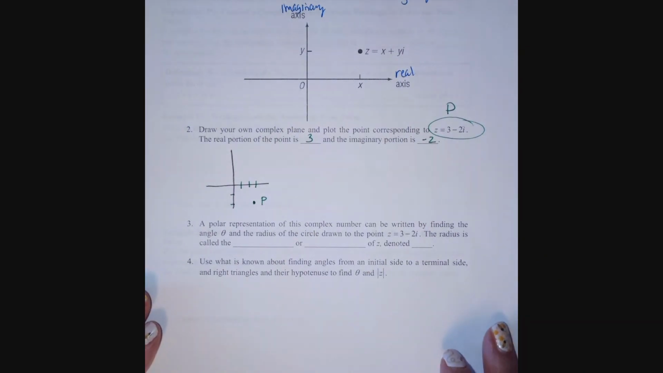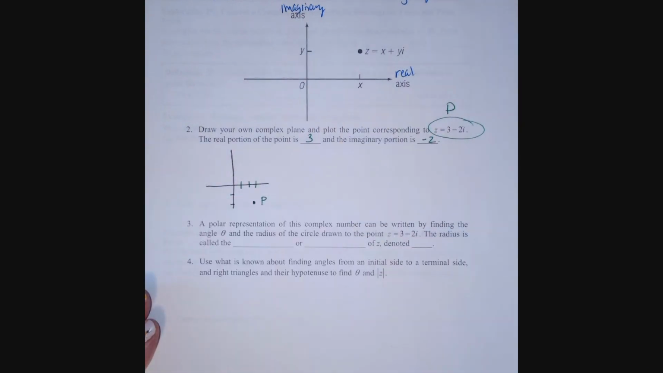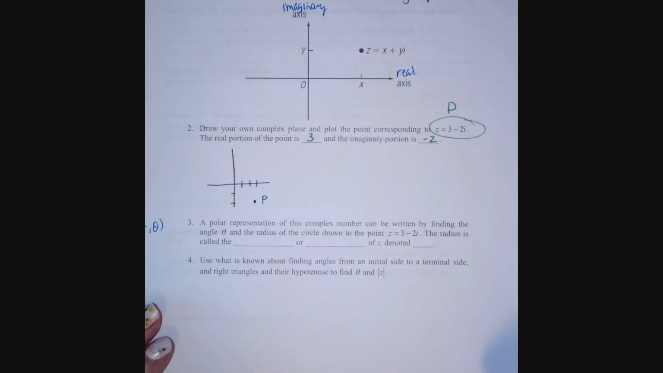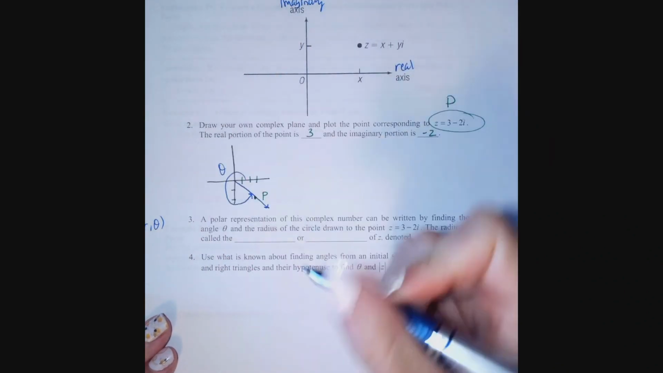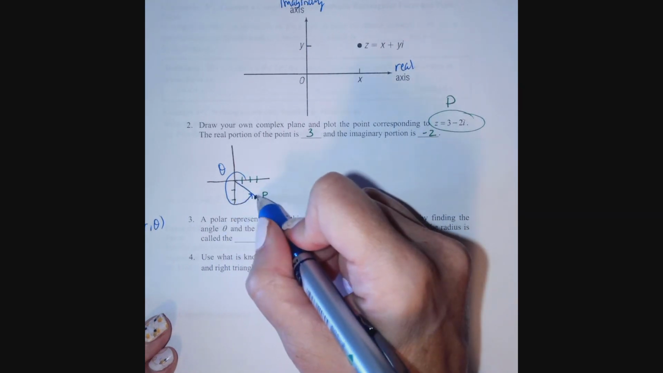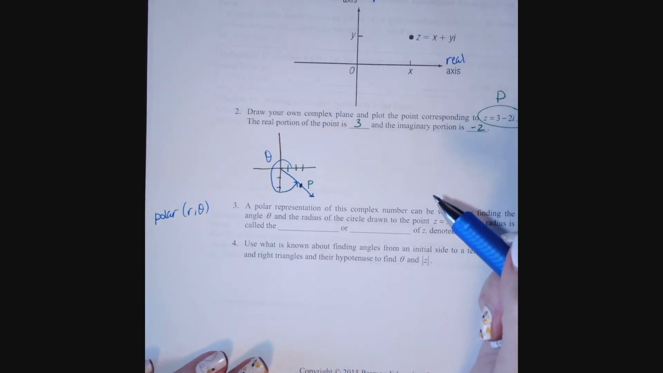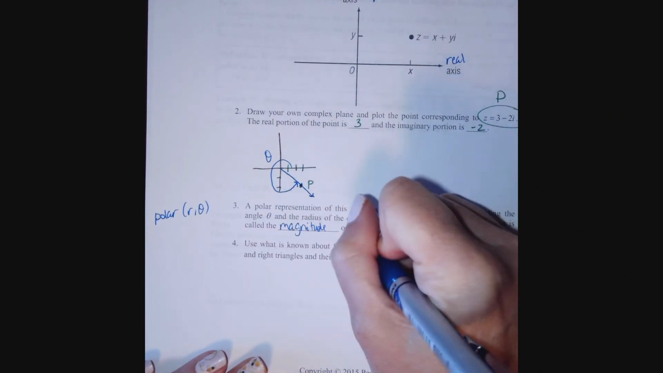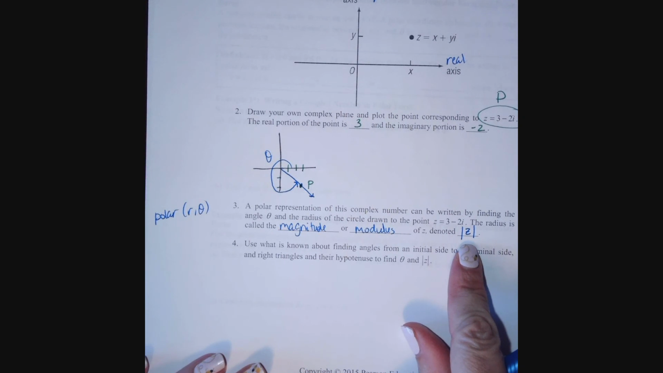Now, a polar representation of the complex number can be written by finding the angle theta and the radius of the circle drawn to that point, because remember, our polar coordinates would be r, theta. So if I were interested in finding the polar coordinates for point P, I'd think, okay, well, here's my angle theta, right? And then this value, however far out we are from the pole, is my value for r, for my polar coordinates. The radius, that distance from the pole to the point, is called the magnitude, or the modulus. And it's represented as what looks like the absolute value bars around z. So the modulus of our point is absolute value z.